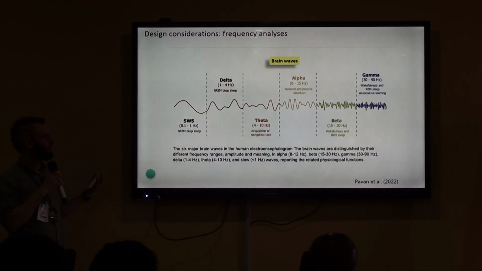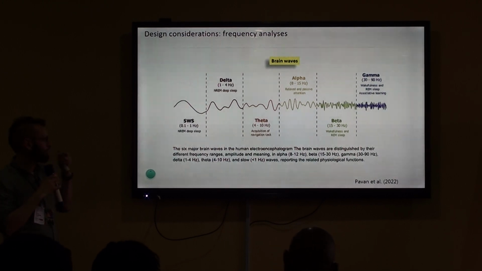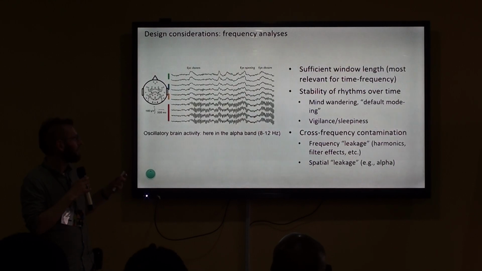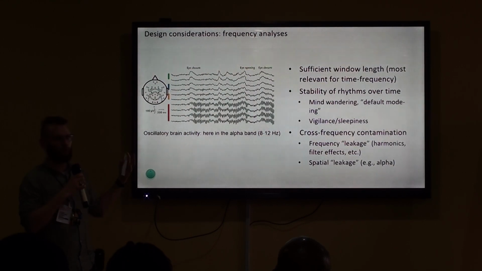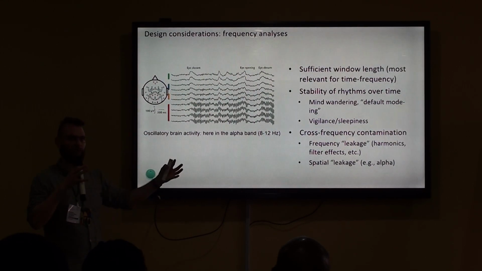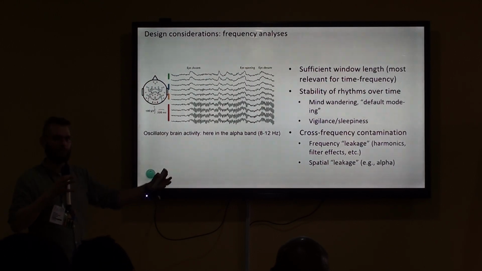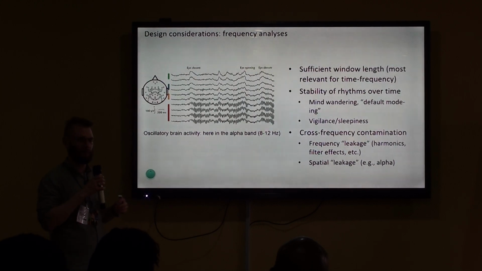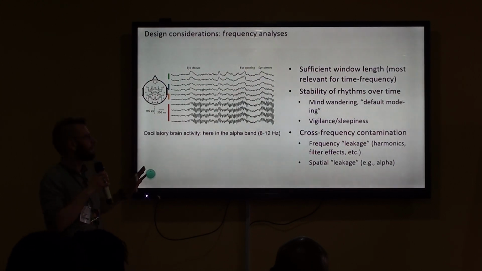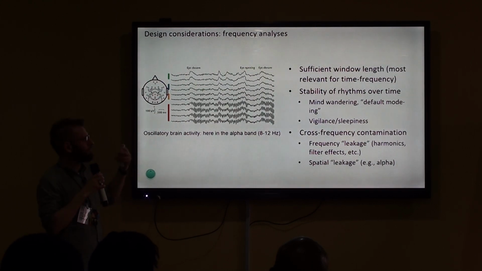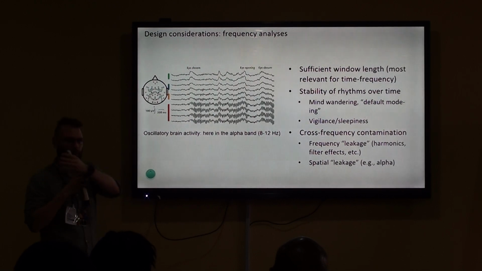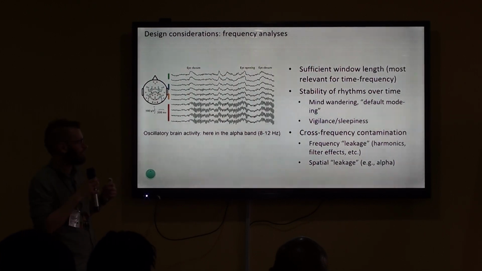Design considerations also apply to frequency analysis. We could look at different frequencies in the brain, and we will return to that. But I think the most important thing here is that we have sufficient window lengths that we can actually estimate the frequencies of interest. And Robert will go into detail on how we do that on Thursday, I think, or Friday. This is most relevant when we think about time-frequency analysis, where we're looking at frequency changes on a shorter time scale.